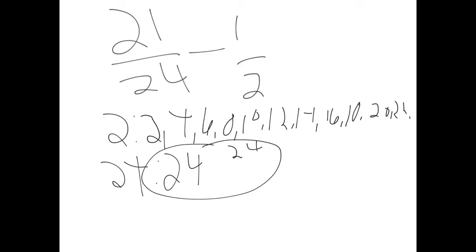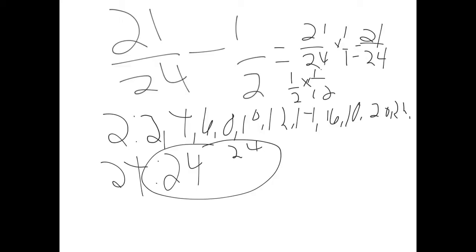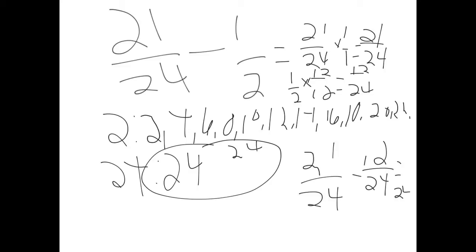And so you rewrite it as equal 21 over 24. And you would times it by how many times it gets to 24. That's 1, so it's 24 over 21. And then how you rewrite a half. You would times it by 12 equals 24 over 12. So 21 over 24 minus 12 over 24 equals 24. And 21 minus 12 equals 9. 9/24 is your answer.